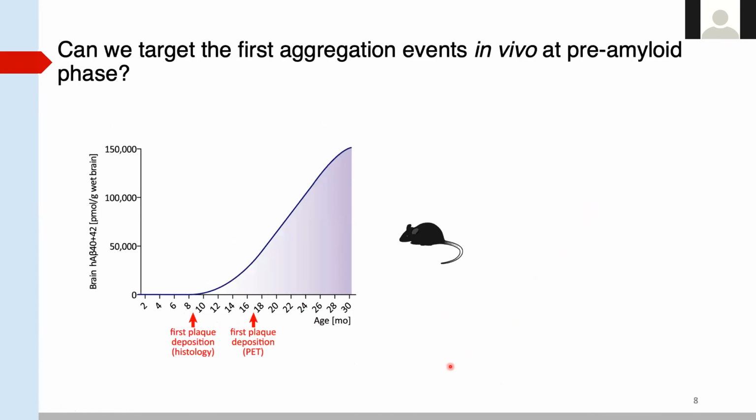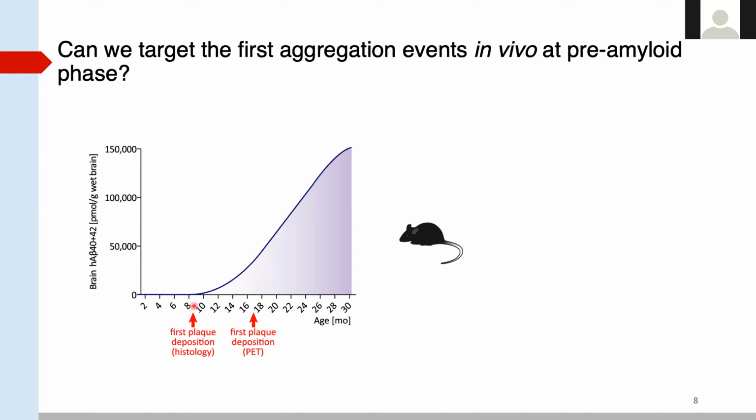So in the present study, we asked the question: can we target the first aggregation events in vivo at the pre-amyloid phase? Therefore, we used a very well-characterized mouse model, the APP23 mouse model, which overexpresses a human APP containing the Swedish mutation. The first deposition in this mouse model was shown histologically at around 8 months of age, like this. And here you can see the increase of brain A-beta in this mouse model.